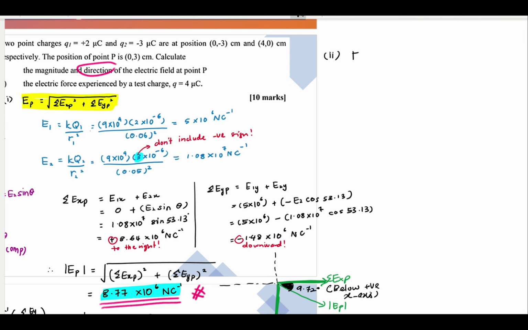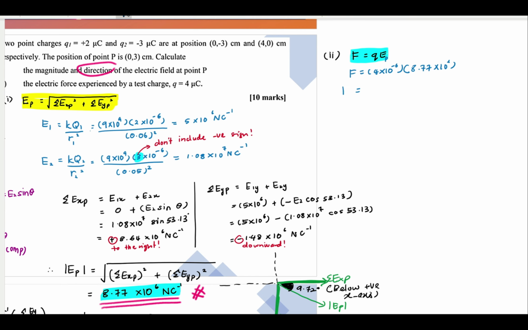So, kita boleh guna sajalah formula F is equal to QE. Okay, so based on this equation, we can straightly calculate the magnitude. Okay, hanya magnitude saja kita boleh kira dulu. Okay, so F is equal to Q4 exponent negative 6. E dekat point P tadi, berapa? Kita dah kira 8.77.